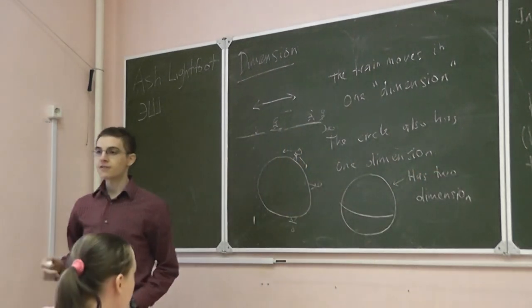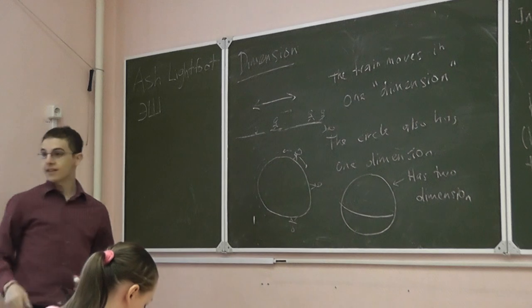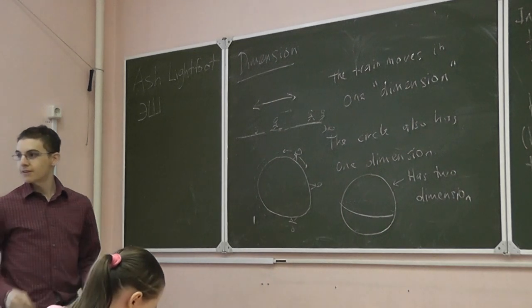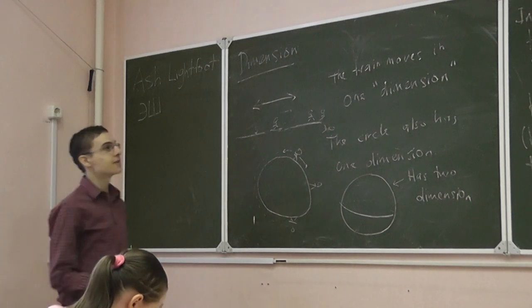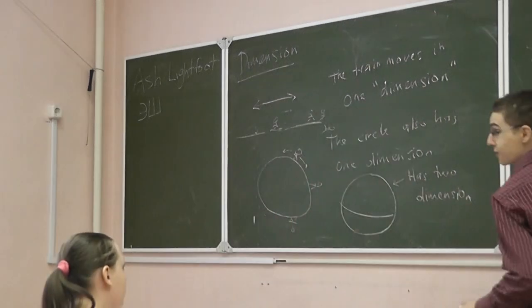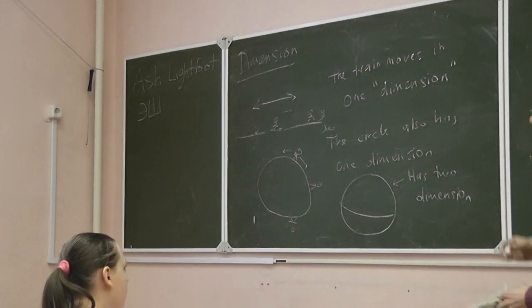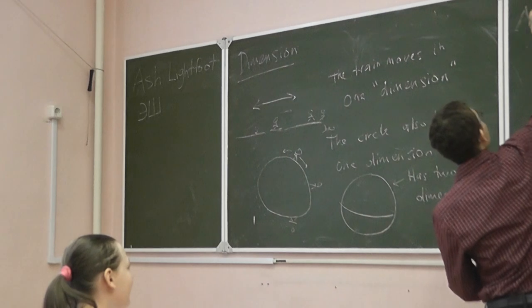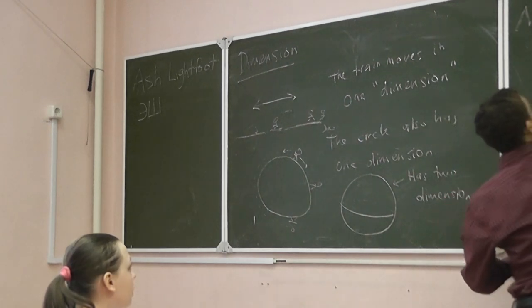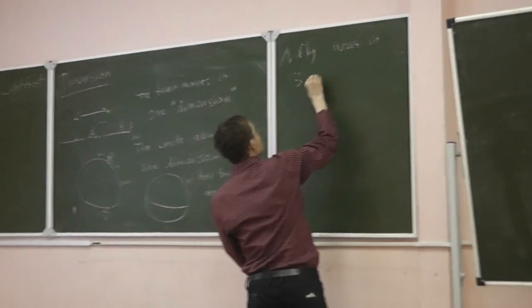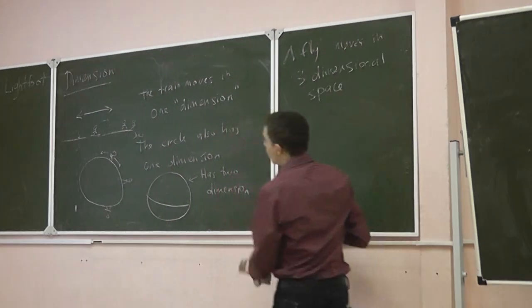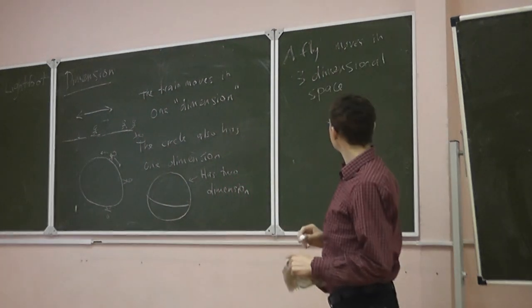Okay, and what if I can fly? How many dimensions would I have then? Three. Okay, so I fly, a fly moves in three-dimensional space. Okay, one, two, three. Can we go higher?